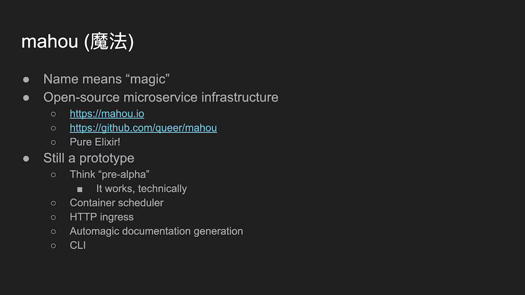And so this gets into this project called Mahou, which means magic. It's basically open source microservice infrastructure. The name means magic because that's kind of what it's trying to be. It's still in a really prototype phase. So technically it works, but you would never use this in production, kind of a thing. And so it contains the really basics of a container scheduler, an HTTP ingress at some point, documentation generation, a command line interface, and a bunch of other stuff. And this gets really broad, really in depth.